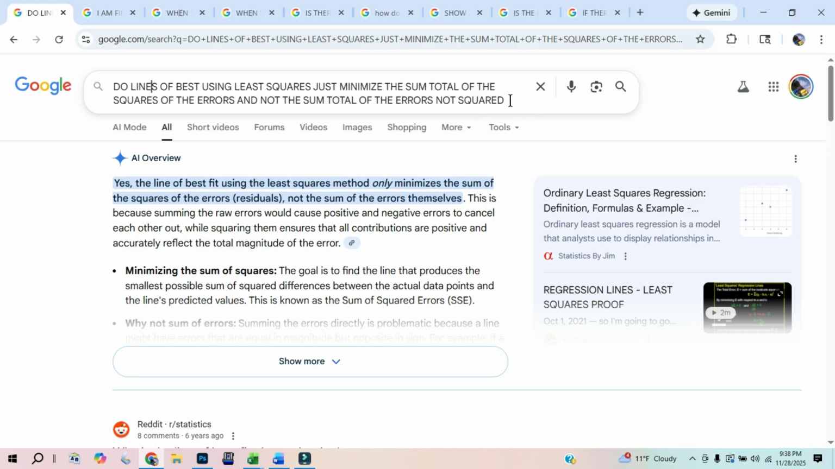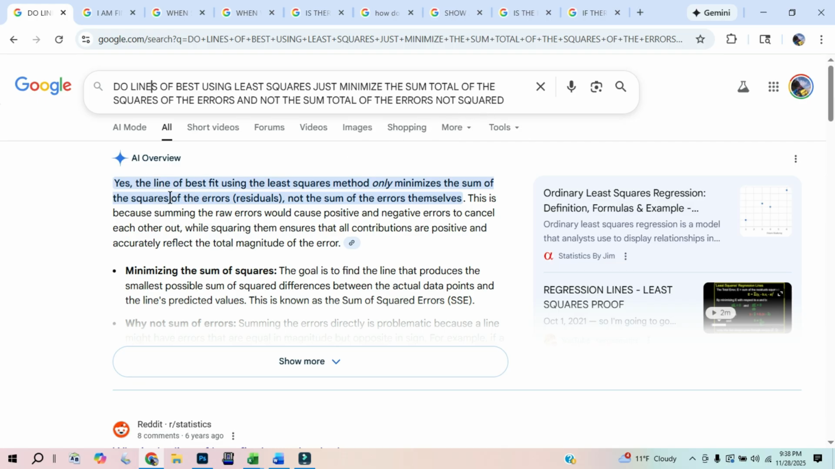It's really difficult to actually read this, but I was just like, are we saying that when we find the errors and square them and then add them all up, we get a value? Do lines of best fit using the least squares just minimize the total sum of the squares of error, and not the sum total of the errors not squared?